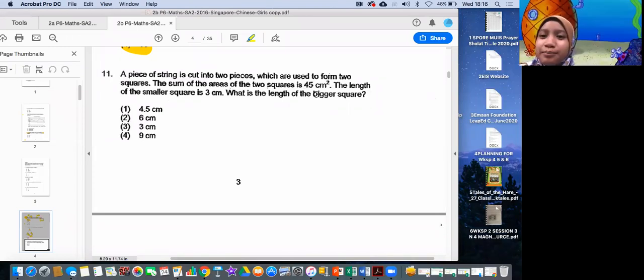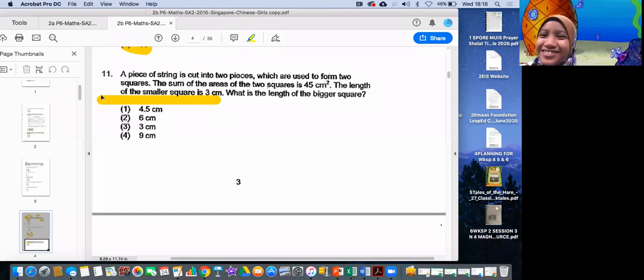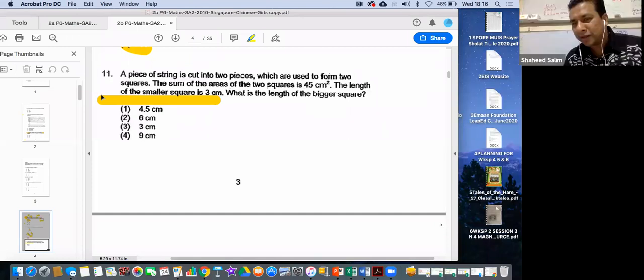According to this question, no, they say the length of the smallest square. Oh, they give you the length of the smallest square. Ya Allah. I thought it was so challenging. So you know how to do it, so easy. Okay, what's the answer, Zahira? I thought they didn't give you the length. You see, I didn't read the questions carefully. You know how to do it. It's very easy.